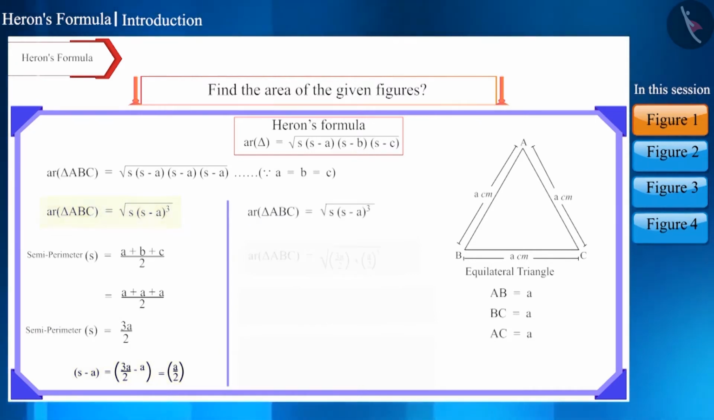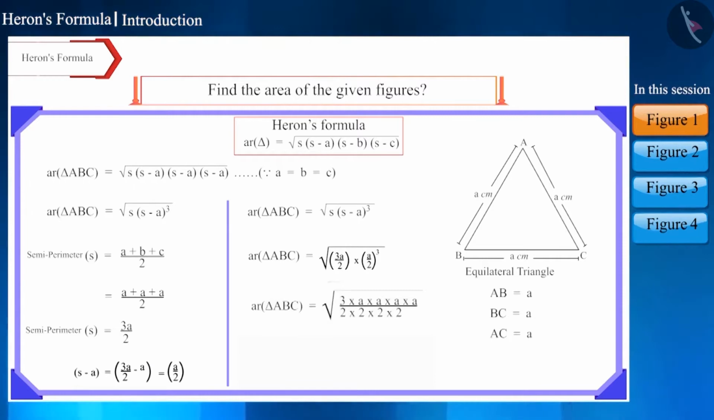Substituting in the formula, we will get within square root 3A divided by 2 multiplied by (A divided by 2) raised to the power of 3. We can also write it in fractional form as follows, which will be, this expression is the formula for the area of an equilateral triangle.